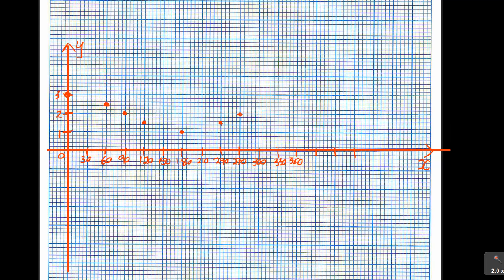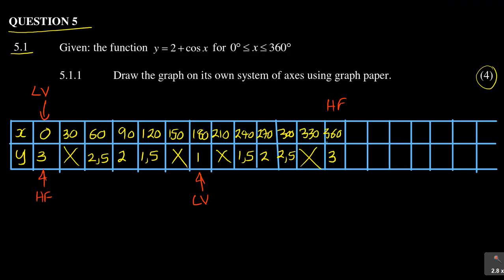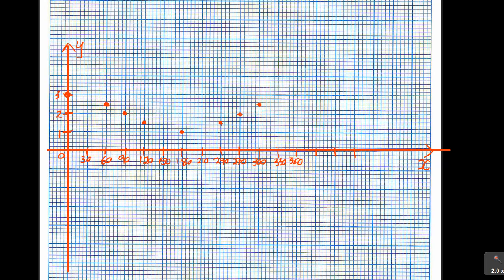300, it's 2.5 in there. And then lastly, I've got 360 is a 3. So 360 gives me, actually it's 1, 2, 3, it is that mark.